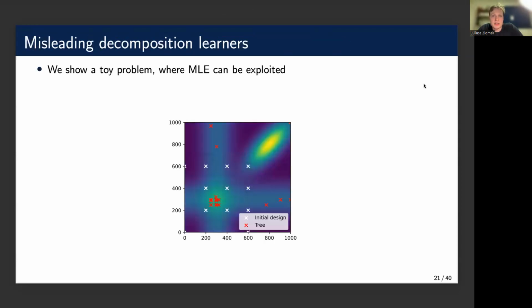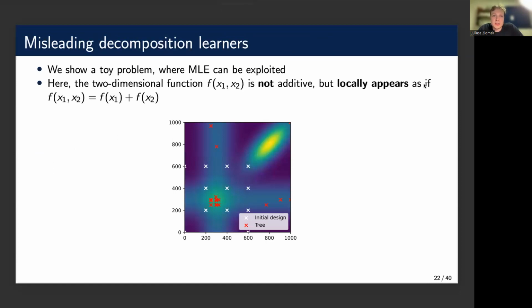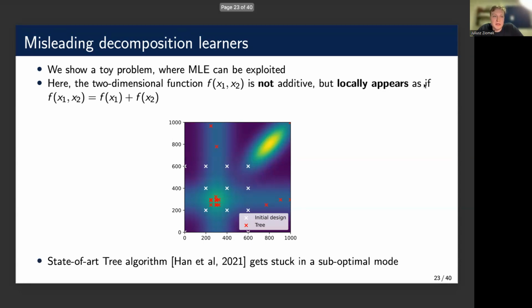The problem is that this can be easily exploited, and we show a toy problem where this maximum likelihood estimation can be exploited. So here we are showing a heat plot of a two-dimensional function, which is not additive, but locally appears as if it was additive. So locally it appears as if it could be rewritten as a sum of two functions, f(x1), f(x2). And you can see that in the top right corner, there's a region where it's clearly not additive. There is some interaction between those two dimensions beyond just a summation of those individual functions.